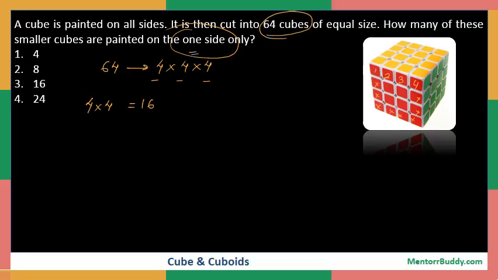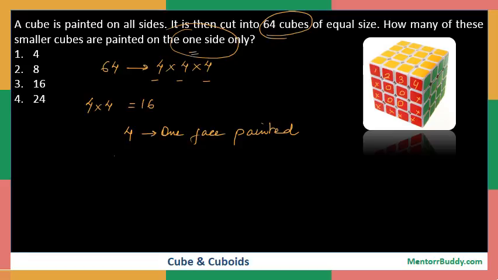But the center cubes, which are 1, 2, 3 and 4, are exposed to the paint only from one side, and therefore they are painted on only one of the faces. So if I look at one of the faces, we can see 1, 2, 3, 4, that is 4 cubes having one face painted. And this is for one particular face.